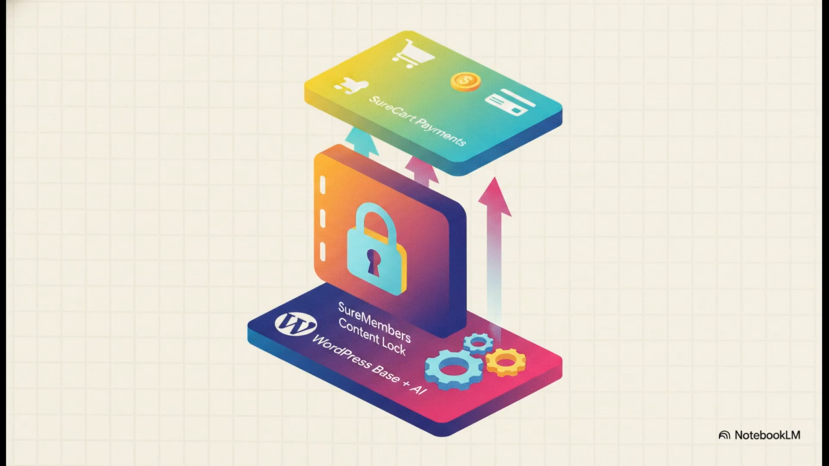You've got your WordPress base, which was rapidly constructed by the ZipWP AI builder. Then you have SureMembers acting as that content lock we just talked about. And the final piece of the puzzle, a completely free plugin called SureCart, which serves as your slick payment gateway.